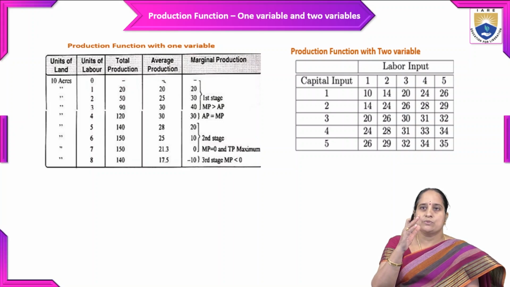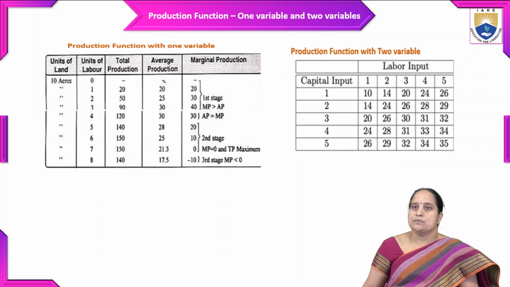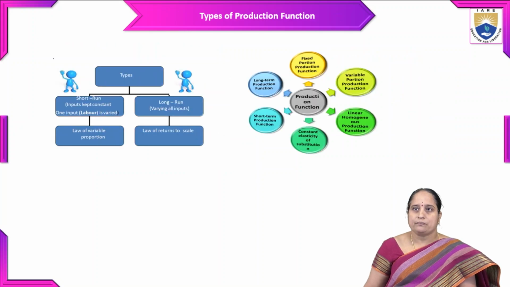But whereas we used to make changes, we are going to add one more additional unit to the existing unit of labor. So based on that, we can see there is a lot of change in the total production, average production and marginal production. Then if you observe the second table, production function with two variables. So here we are going to make changes in both capital and labor input. Based on that, we can see changes in terms of total production.